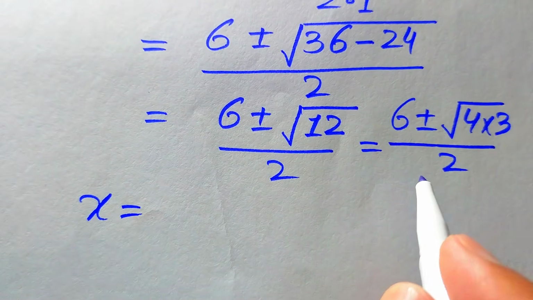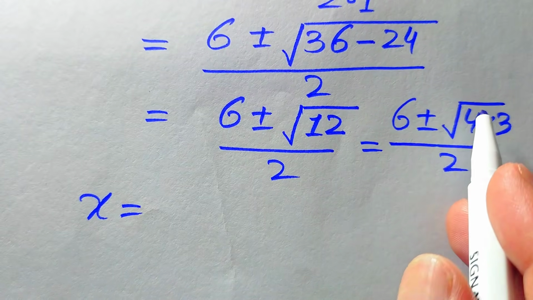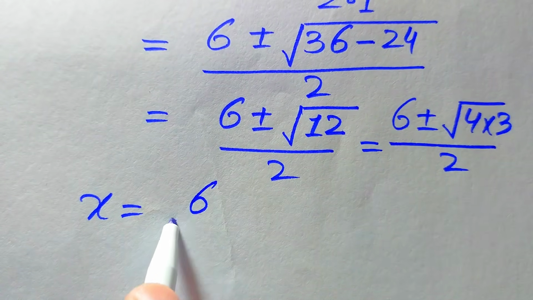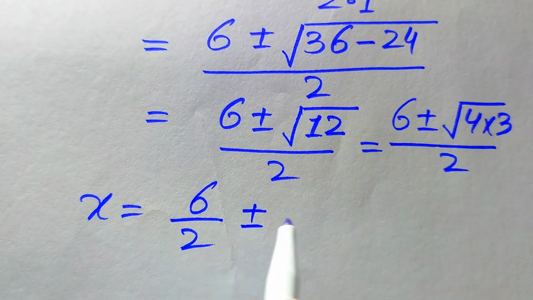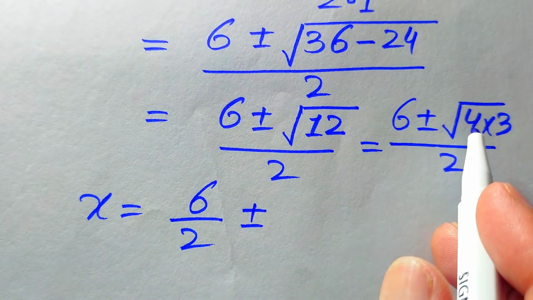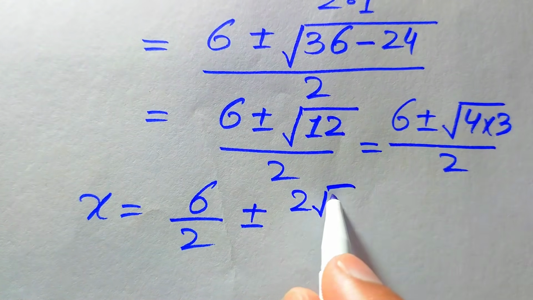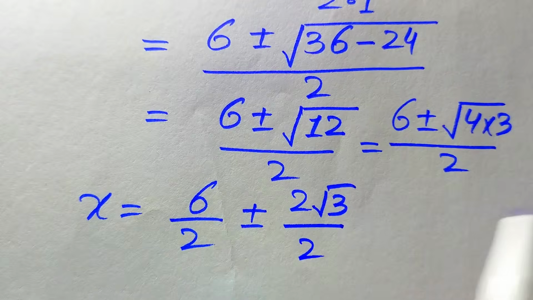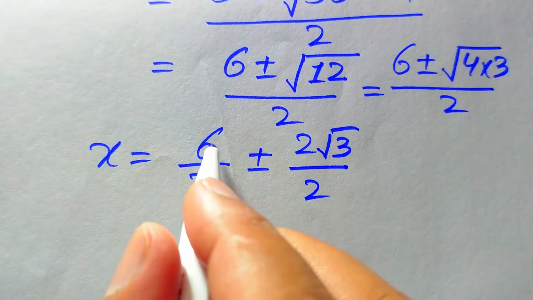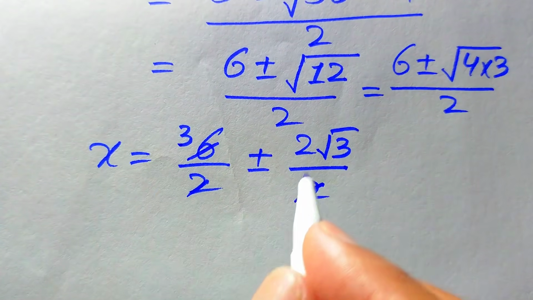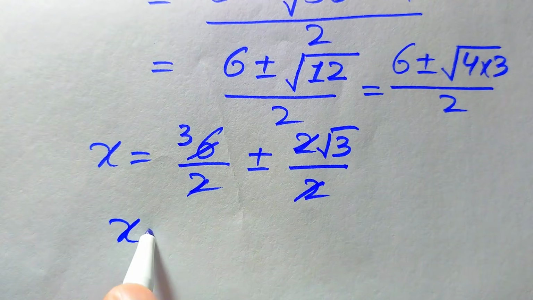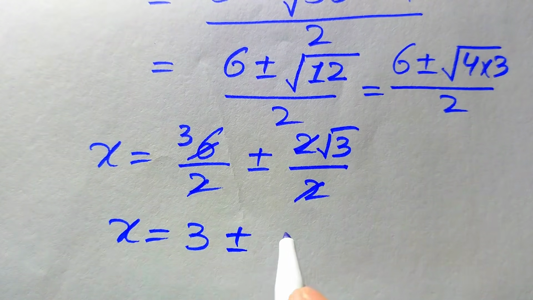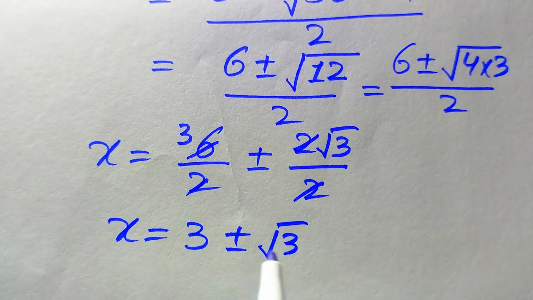Further, we first break this fraction and apply the square root on both of these two values, and this becomes 6 divided by 2 plus minus. Here we know that the square root of 4 becomes 2, so 2 times square root of 3 divided by 2. So we cancel these terms, and 6 divided by 2 becomes 3. These 2 and 2 are gone, and we get x equals 3 plus minus square root of 3.